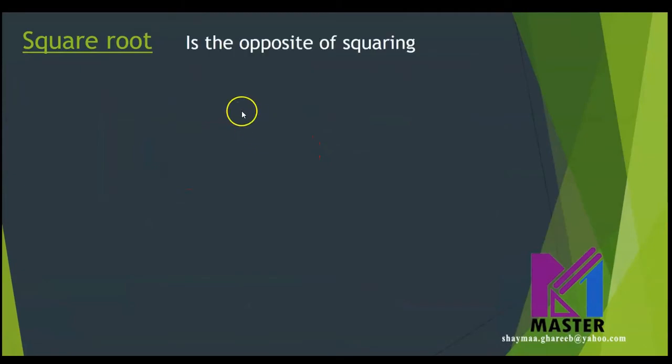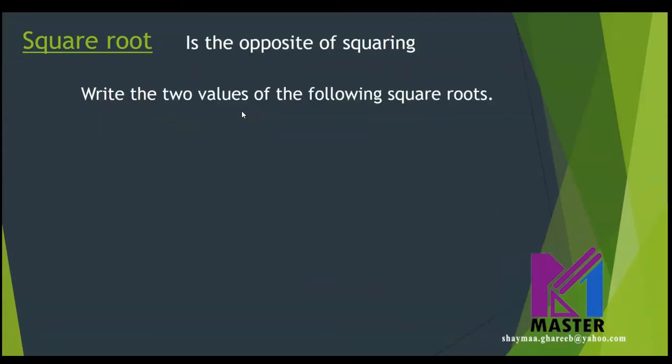Now, we said the square root is the opposite of squaring. Write the two values of the following square roots. This is a question. Square root of 16, we just did it, and it has two values. The question asks you here to write the two values. What are these two values? The positive one and the negative one. And we said it is 4 and negative 4.